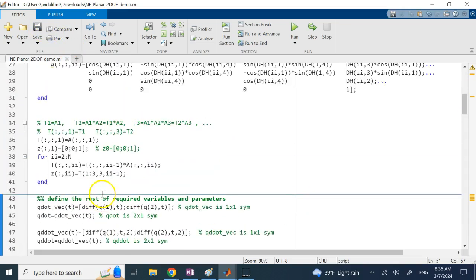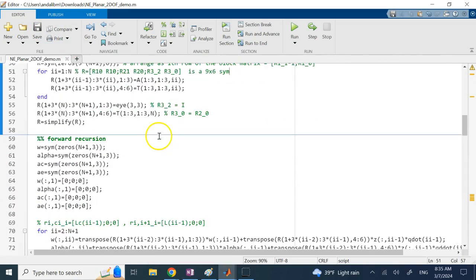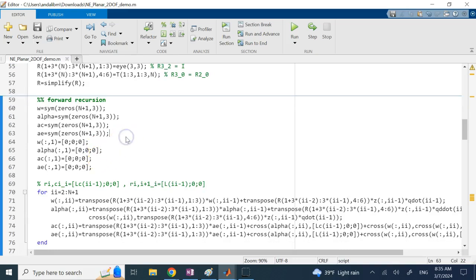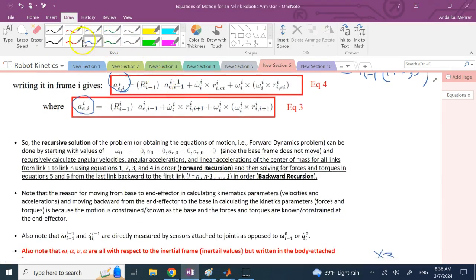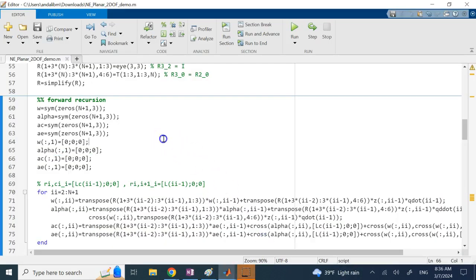So now that I have all the entries that I needed for my forward and backward recursion, let's go and apply the equations. So here I start my W as a bunch of zeros, the same with alpha, A, and C. So these are just initialization. And then I say omega of 1 equals 0. So here omega is the same as W. And remember that the base frame does not have any angular velocity or any angular acceleration, and it does not have any centroid or endpoint that moves. So that is basically this part of my text here, that we start from the base frame since it has no motion and move on to the frames afterwards.